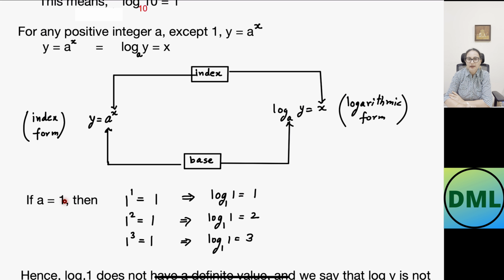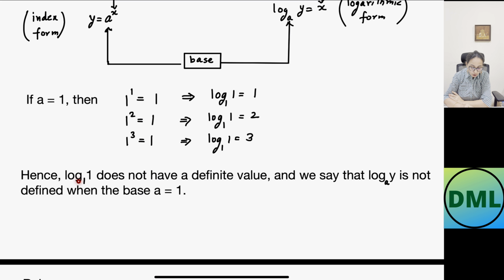If a is equal to 1, then what is going to happen? We know that 1 to the power 1 is 1. 1 to the power 2 is also 1. 1 to the power 3 is also 1. If I write this in the logarithmic form, log to the base 1 of 1 is equal to 1. Log to the base 1 of 1 has the answer 2. Log to the base 1 of 1, the answer is 3. We can see that log base 1 does not have a definite value, and we say that log a y is not defined when the base a is equal to 1.